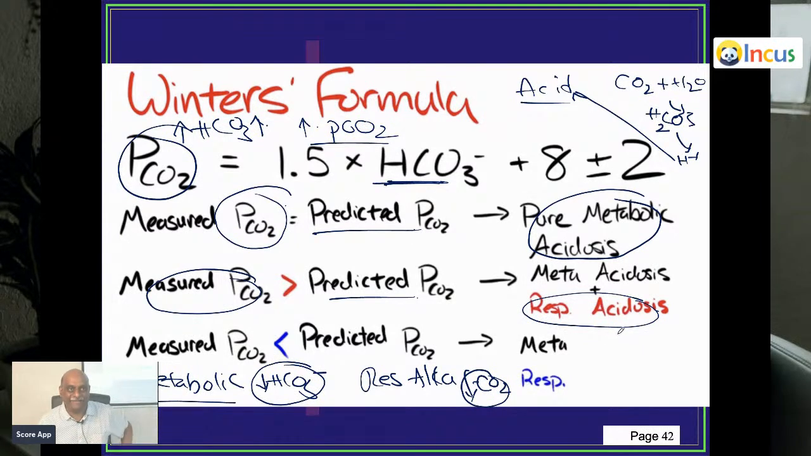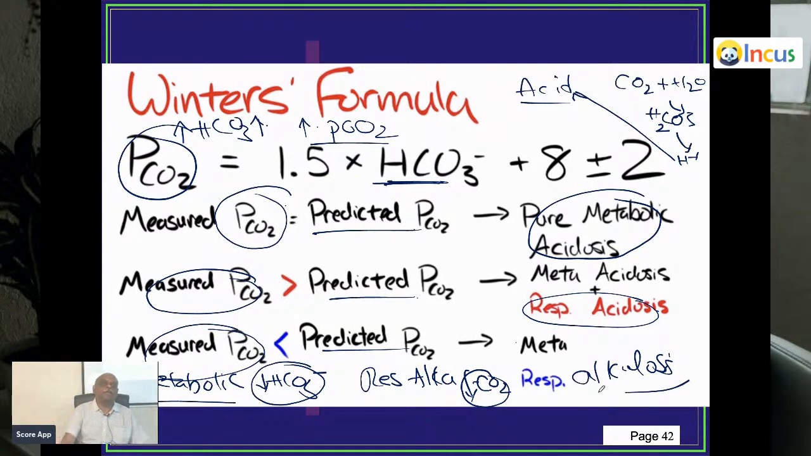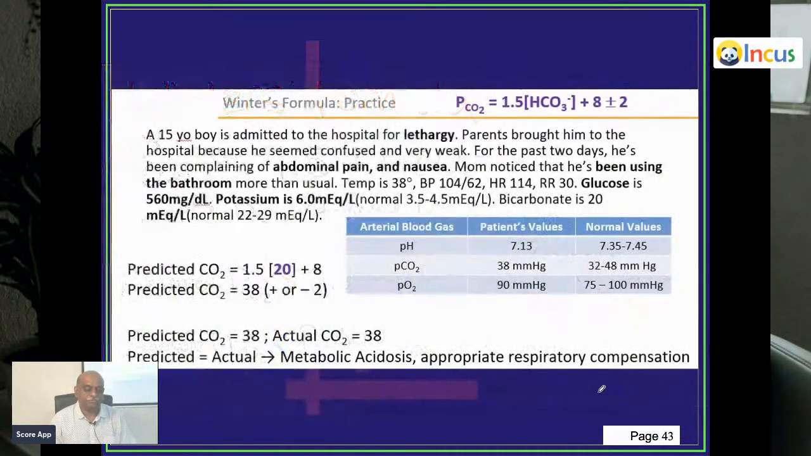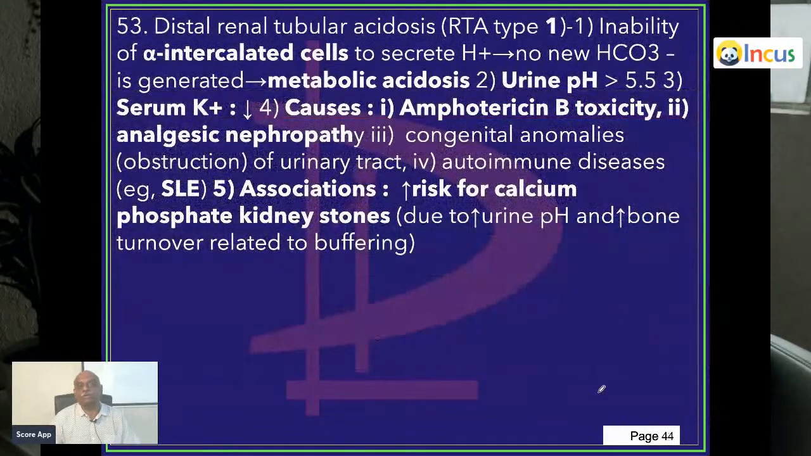Respiratory acidosis is adding. If the measured PCO2 is less than the predicted PCO2, that means there is something other than respiratory compensation which is adding to the alkalosis. That is possible only if there is an associated respiratory alkalosis with the given metabolic acidosis, is what you need to remember. So that is the importance of Winter's formula.